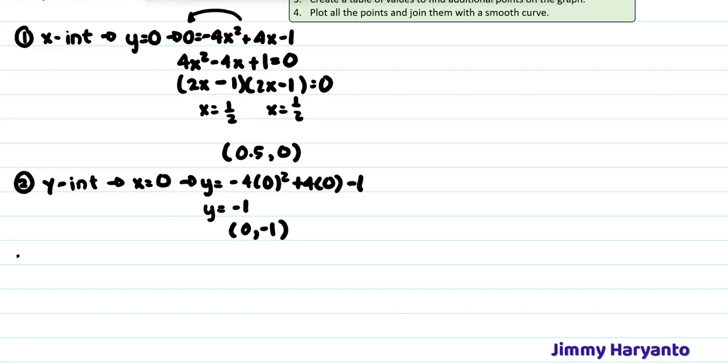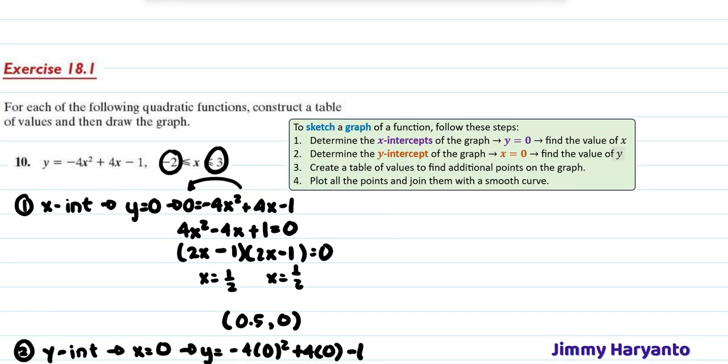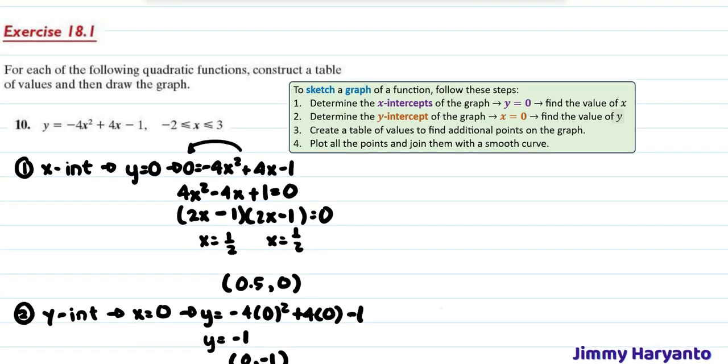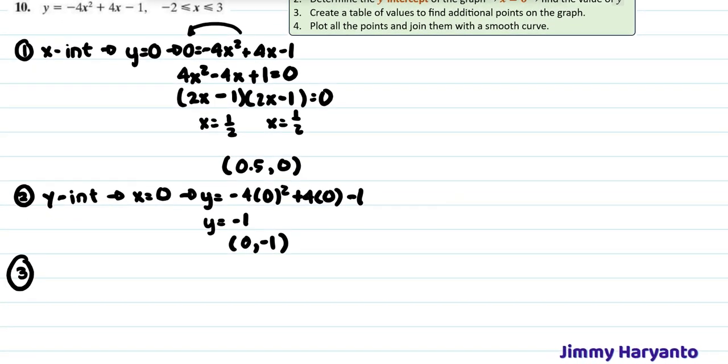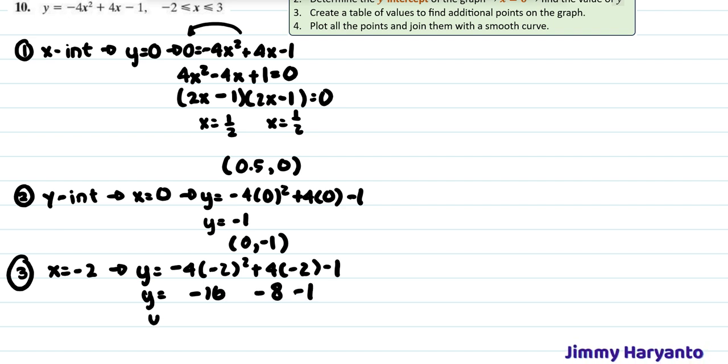And then the third is when x equals negative 2 and also 3, because the x is limited, so we have to find out the point at the edge of the curve. So when x equals negative 2, the y will be negative 4 times negative 2 squared plus 4 times negative 2 and then minus 1. So y equals negative 16, negative 8, minus 1. So y equals negative 25.